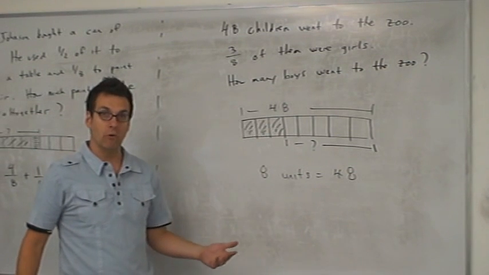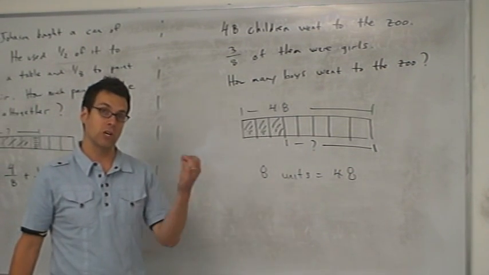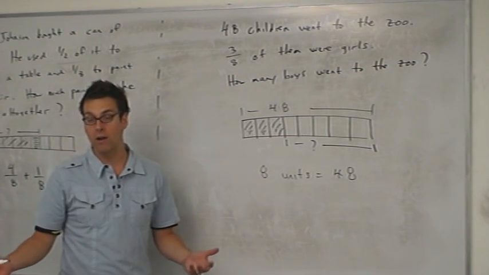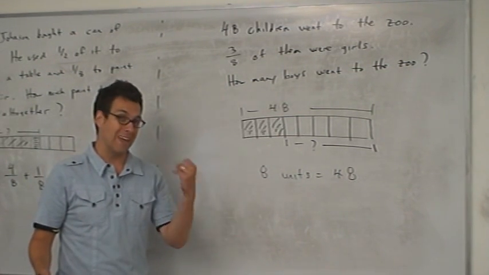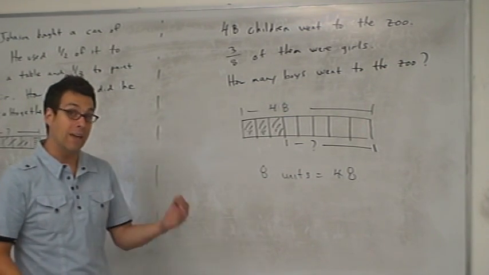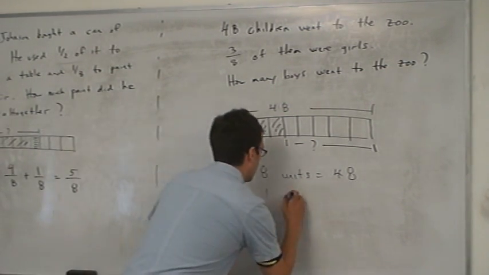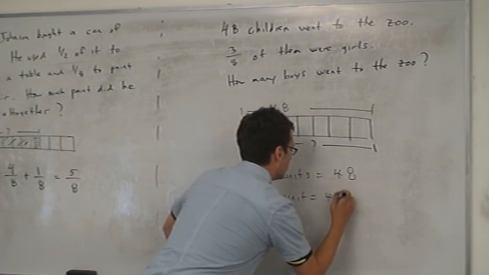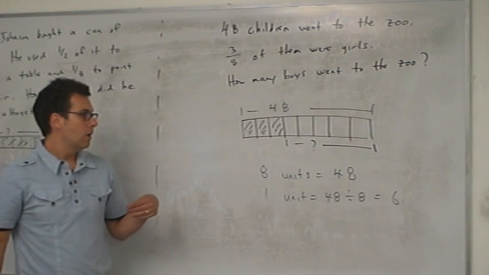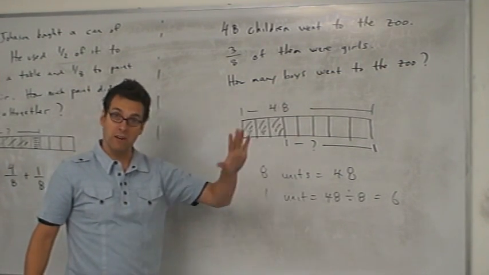Now the way that we can go from 8 units to 5 units is first to go down to 1 unit to figure out what 1 unit is equivalent to. But again, our knowledge of partitive division tells us if we know that 8 of something is 48, then one of those things is 48 divided by 8. So if 8 units is 48, then 1 unit is 48 divided by 8, which is 6. And then, of course, we are interested in 5 units.